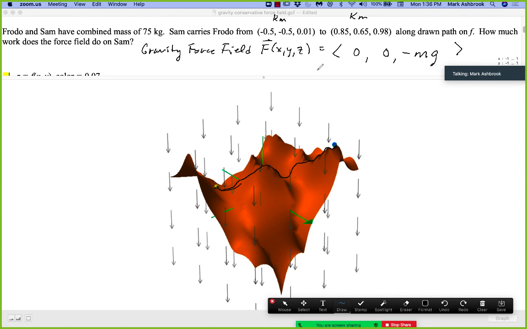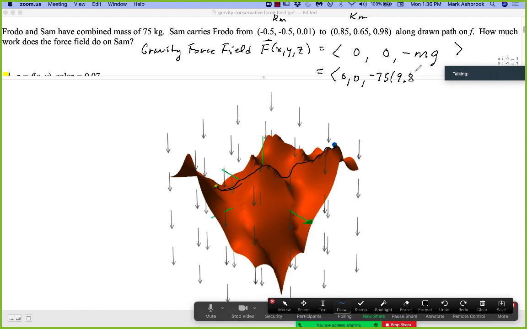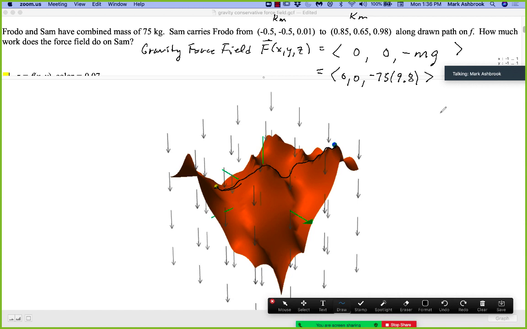Okay, so in our case, for our dear friends, it's going to be negative 75 times, assuming that Middle Earth has the same gravitational pull as our great Earth, negative 75 times 9.8, where 9.8 is the acceleration of gravity.